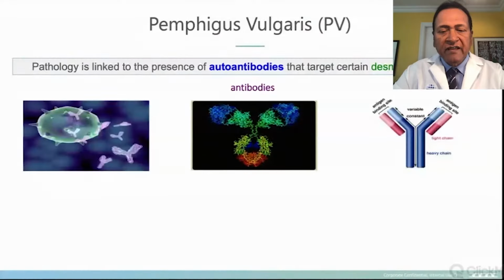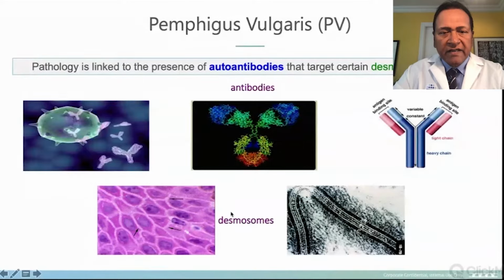The pathology is linked to the presence of autoantibodies that target certain desmosomal proteins. And remember, the desmosomes are key structures, tight junctions, that are important in maintaining cell-cell adhesion and epidermal integrity. So antibodies, of course, are produced by B lymphocytes and are secreted into the bloodstream. And they are Y-shaped proteins with a heavy chain and a light chain. And the business end, the binding sites, are very specific for their unique target antigens.